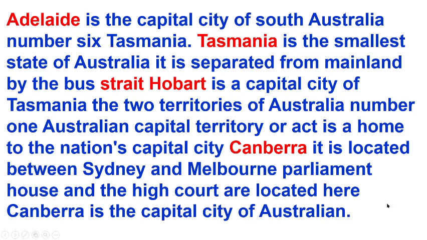Number 6, Tasmania. Tasmania is the smallest state of Australia. It is separated from the mainland by the Bass Strait. Hobart is the capital city of Tasmania.